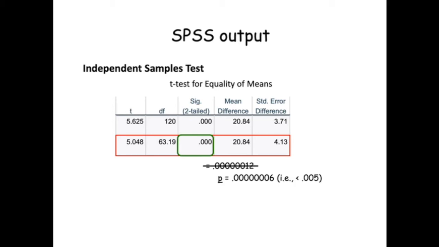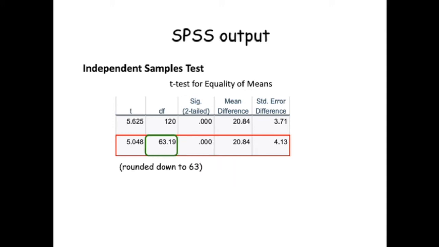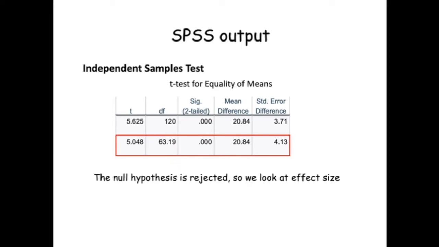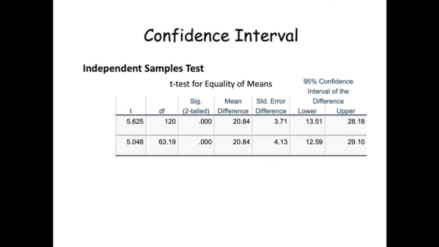Because this is a one-tailed test, we divide the value in half, but would report it as being less than 0.005. The degrees of freedom are always rounded to the nearest whole number. We would conclude that women pay significantly more for their haircuts than men. The results were statistically significant, so we would also estimate the size of the effect. We don't interpret the confidence interval from SPSS because we did a one-tailed test.